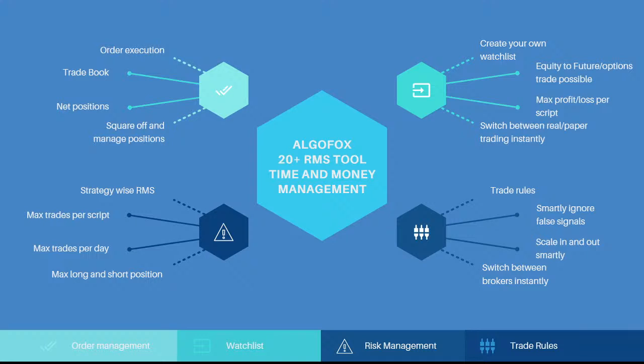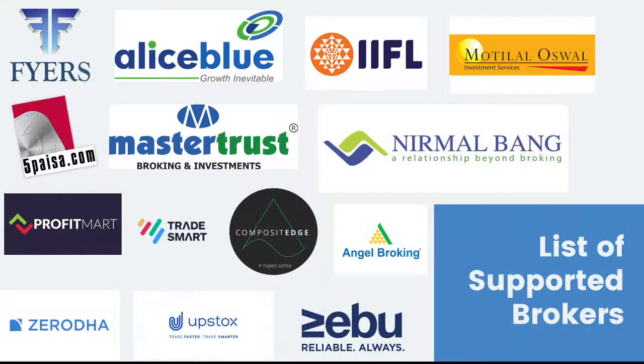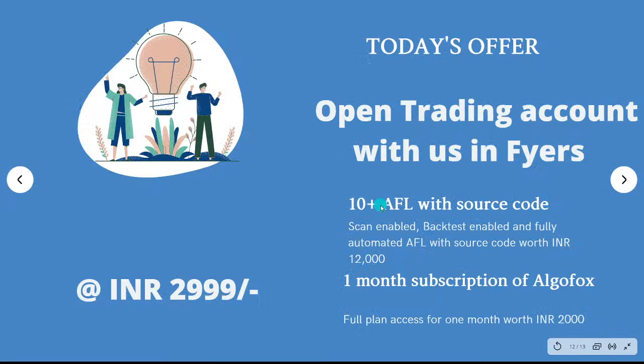Talking about AlgoFox, we have 20 plus RMS tools, and time and money management that I've already shown you. These are a few highlights of our platform. And this is the list of brokers that we are planning to support. Currently, the first line, that is Fyers, Alice Blue and IIFL, we are supporting all of these. But with time, we will support all of these other brokers as well.